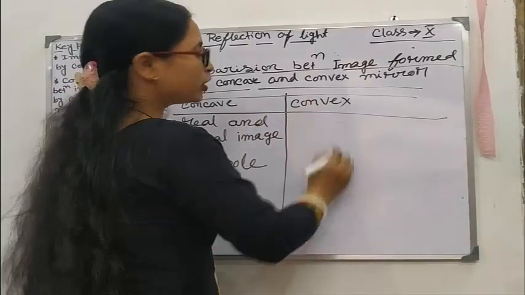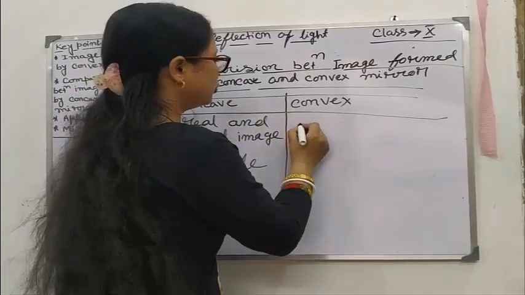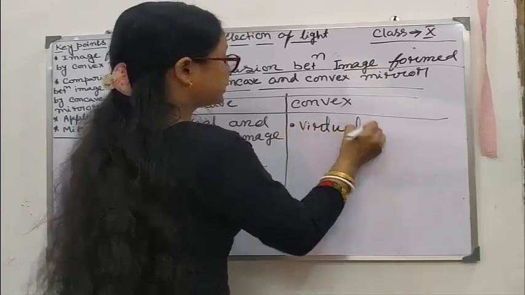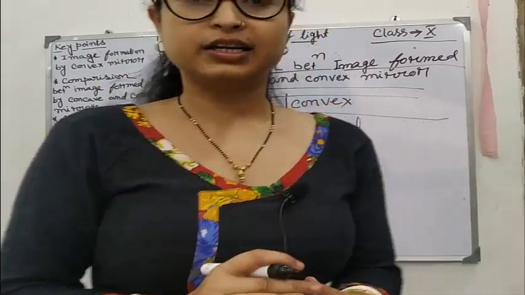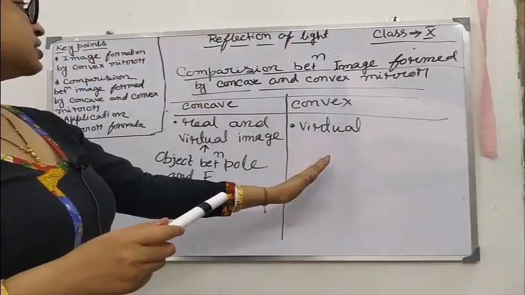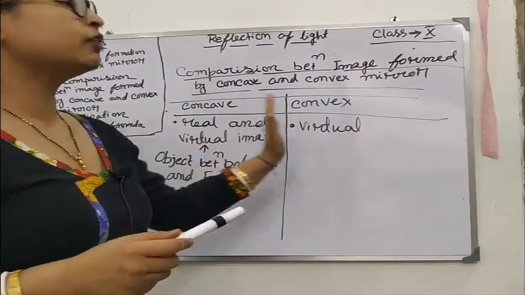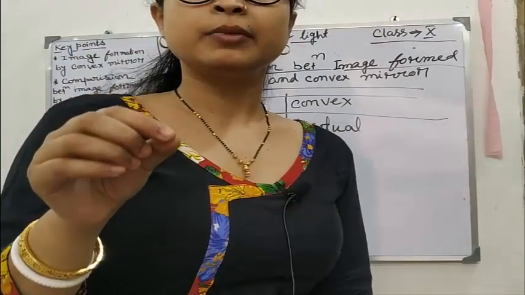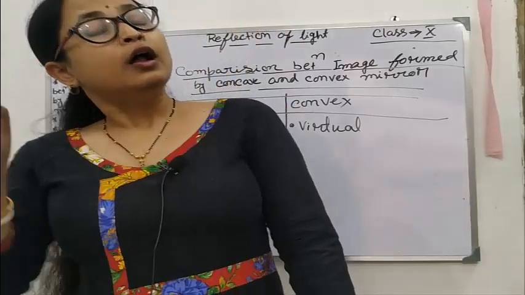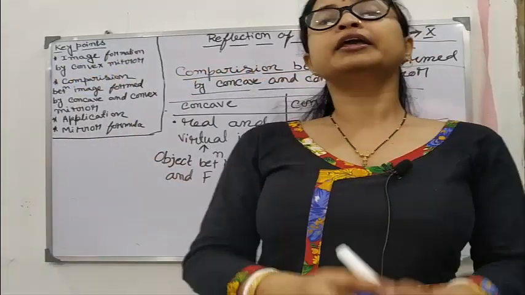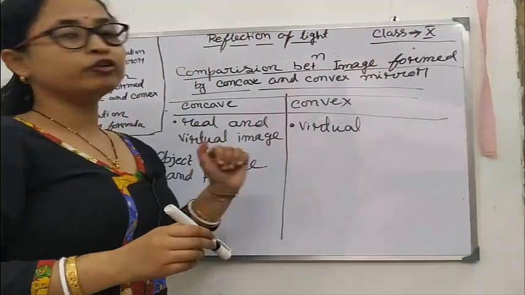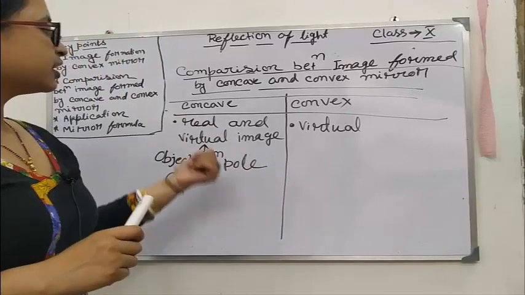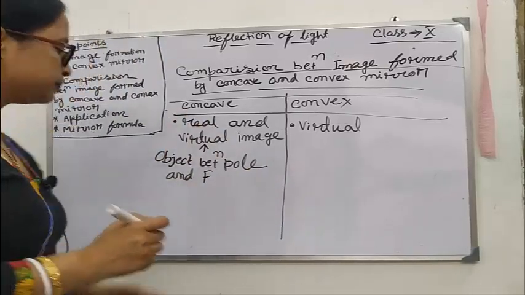But in case of convex mirror, as we learn now, it only produces virtual image. It cannot produce real image. Clear? So this is the first comparison between the image formed by concave and convex mirror. In case of concave mirror, it can produce real image as well as virtual image. Virtual image is produced whenever you place the object in between pole and focus point, and in the other case it will produce real image.